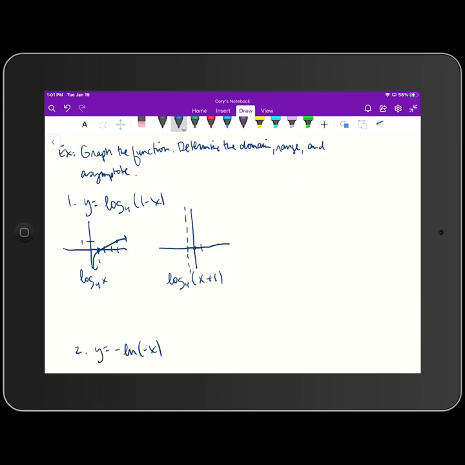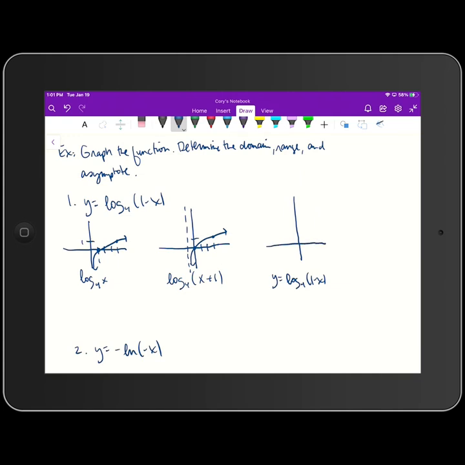So the first point is at (0, 0). Second point is at (3, 1). And then we can go ahead and draw our graph like so. And then the last function we are graphing is the log base 4 of 1 minus x. So when we take the opposite of the x value, that's going to reflect the graph across the y-axis.